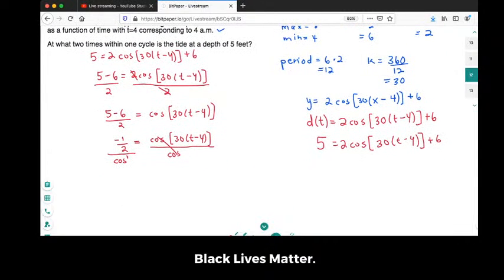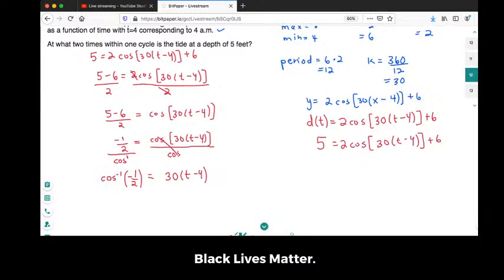Given that information, if we recall that when something is on the wrong side of a fraction, it has a negative exponent, then when I move this up to the top part, I'm going to get cos to the negative 1, which, if we remember from grade 10, is a great way to solve for angles. So now I'm left with, on this side, 30 and t minus 4.